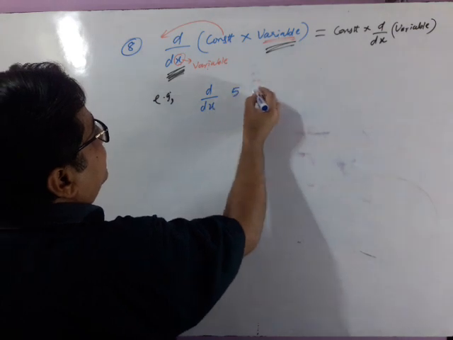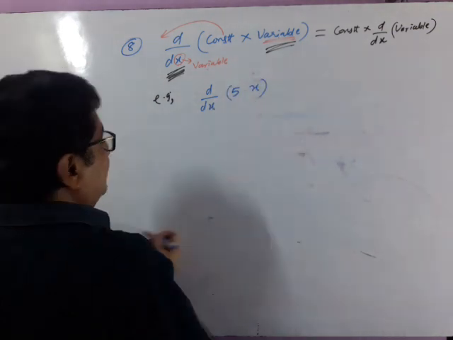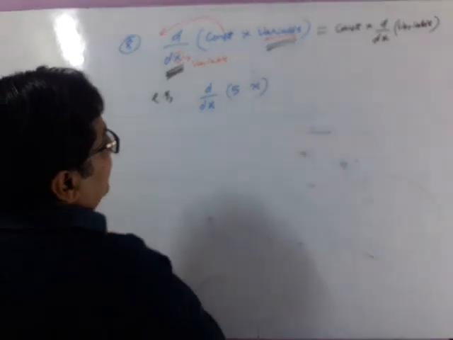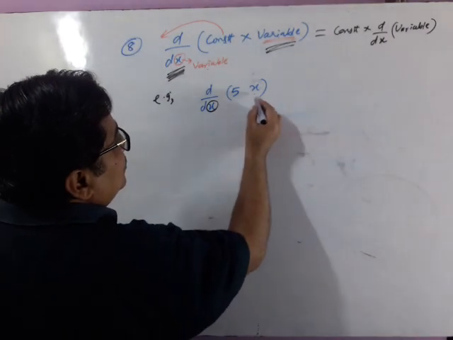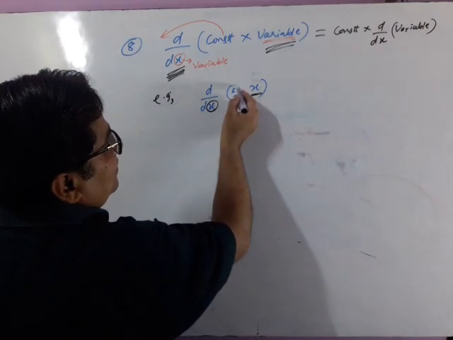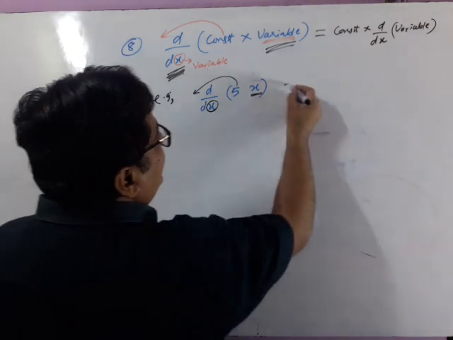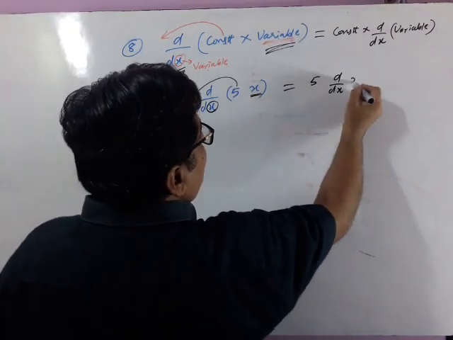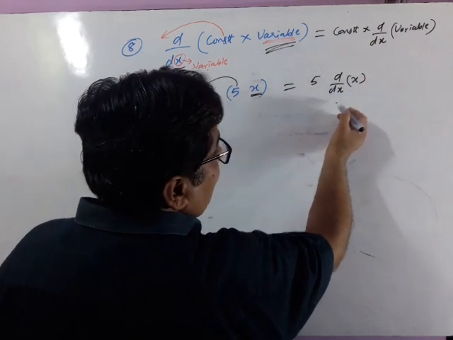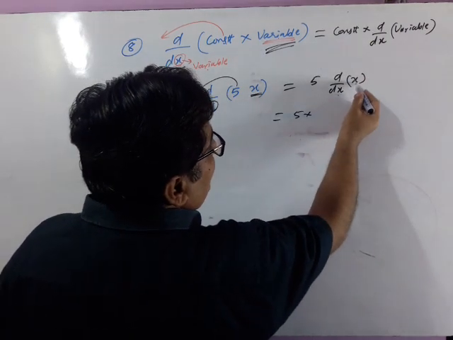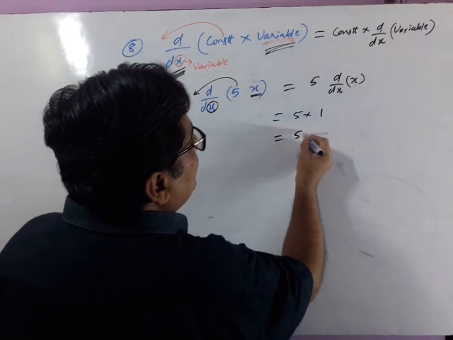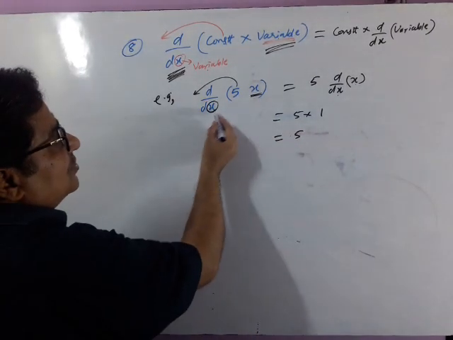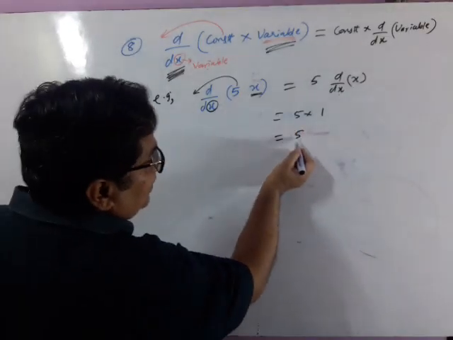Differentiation dy/dx of 5 into x. Now see, this x is variable, so this is also variable. So 5 is constant, taken out of the differentiation sign. So 5 taken outside, so there will be differentiation of x. Now apply the formula. dy/dx of x is 1. So the answer is 5. Meaning differentiation of 5x will be 5.